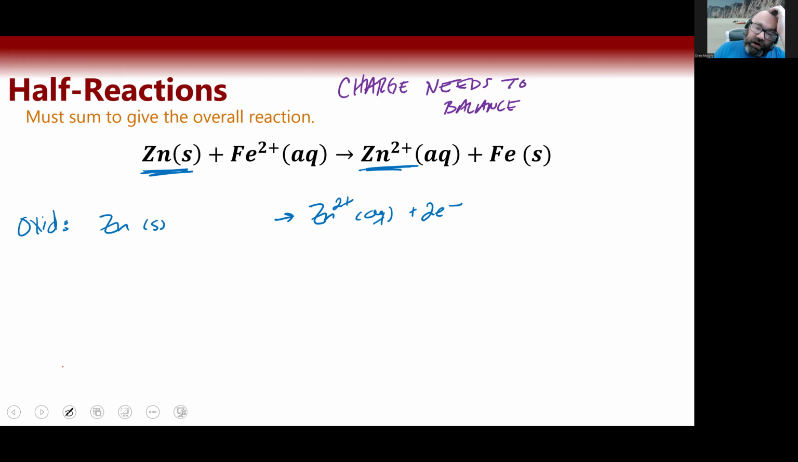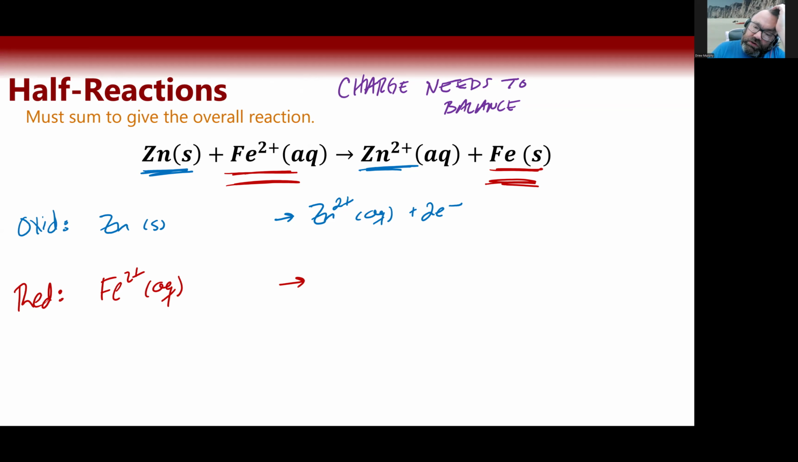All right, let's look at our reduction half, which we said on the last bit here was the iron is being reduced to iron 0. So our reduction half has iron 2 plus that is being turned into an iron solid. Okay, we need our charges to balance. We have a 0 on the product side. We have a +2 over here, so we're going to need +2 over here.